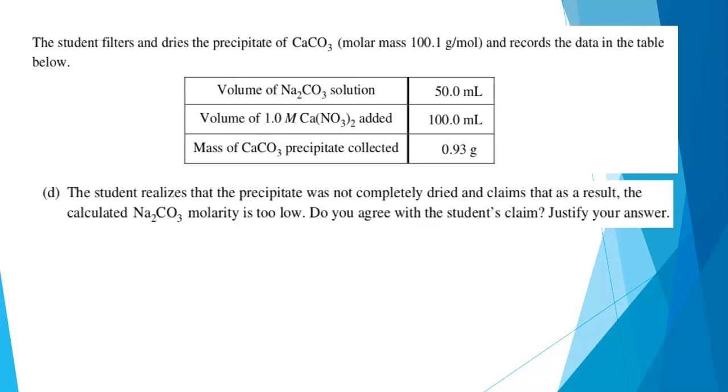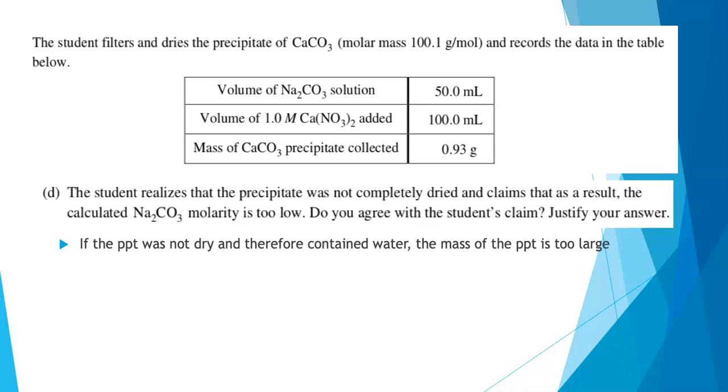The student realizes that the precipitate was not completely dried and claims that as a result, the calculated sodium carbonate molarity is too low. Do you agree with the student's claim? Justify your answer. Right? The College Board loves these kinds of questions for the AP Chemistry exam. Here's a claim: agree or disagree, back it up. Okay, well, we can do this, all right? So let's think through the reasoning here, all right?